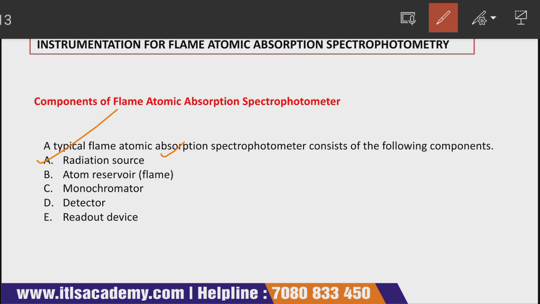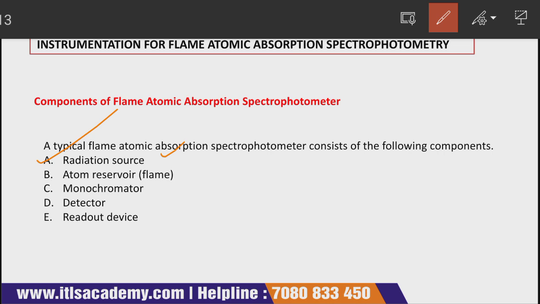Okay, so a large voltage is passed across the anode and cathode, which will cause the inert gas to ionize. The inert gas ions get accelerated into the cathode, and therefore sputtering of atoms from the cathode takes place. Both the inert gas and the sputtered cathode atoms will in turn be excited by collisions. Now the second part is your atomic reservoir, that is known as the flame.